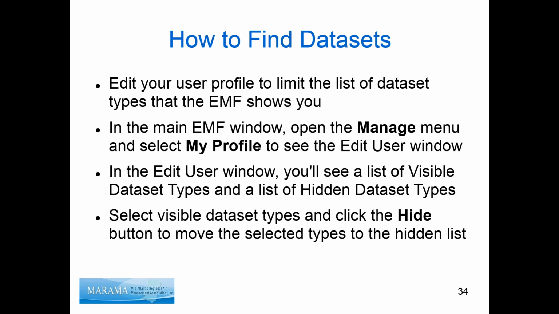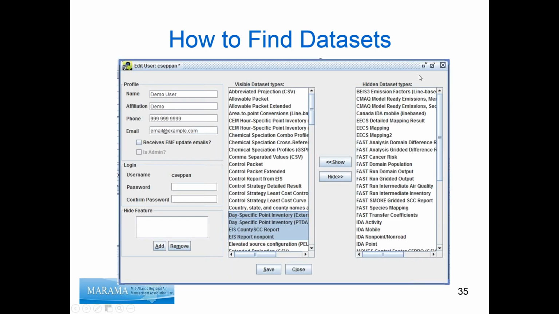We talked about this very briefly, but to get to your user profile, from the Manage menu, you select My Profile, and that'll bring up the user editor, the Edit User window. And so on the next slide here, I have a screenshot of an example of this. Basically, there's two boxes here that list your visible data set types and your hidden data set types.